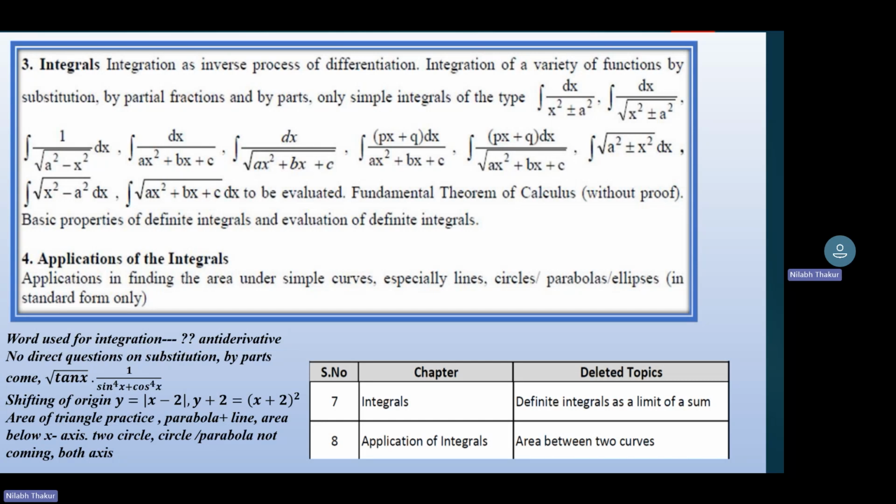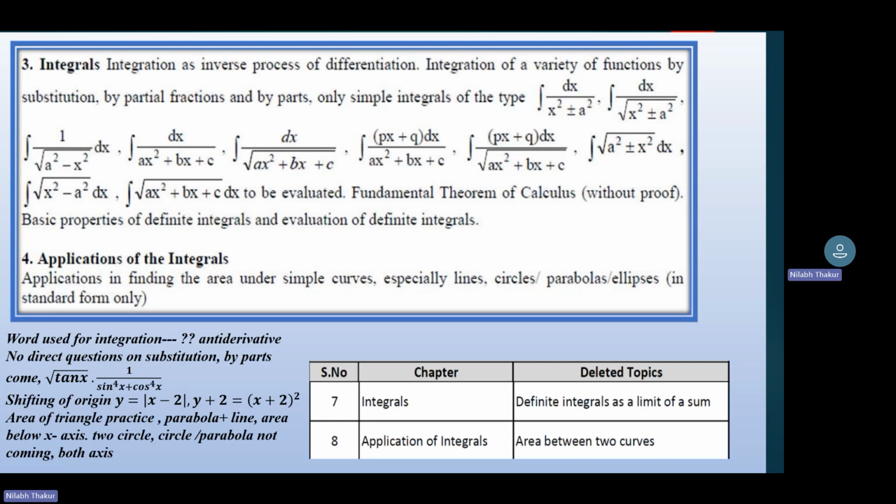Do practice area of the triangle. You will be given the coordinates and you have to find the area of the triangle. Moreover, you will be given the equation of the lines and you will be asked to find the area of the triangle. So have enough practice on the area of the triangle in both cases: when the vertices are given and when the equations of the lines are given.